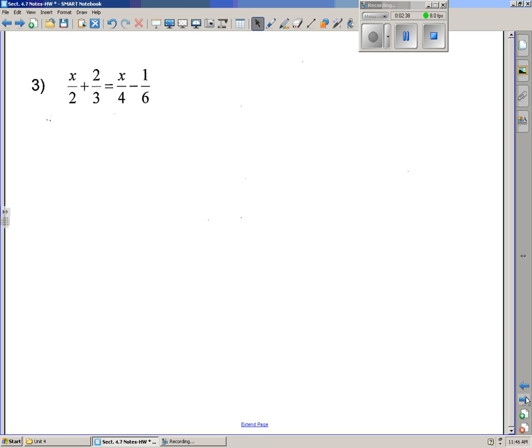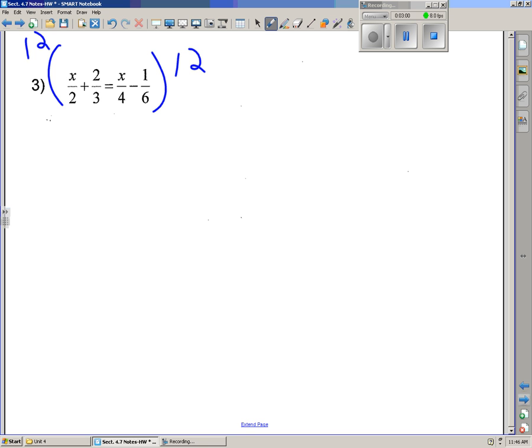Next example. 2, 3, 4, and 6. Remember, numbers can never get smaller. They can only get bigger. So if I take that biggest number, 6, and I count by it, 6 times 2 is 12, and all those other denominators divide into 12 evenly. So 12 becomes your LCD.